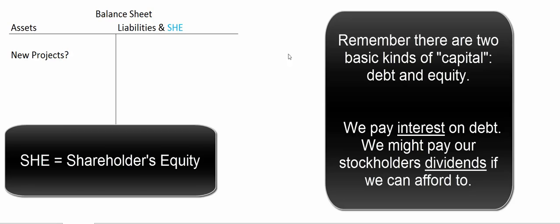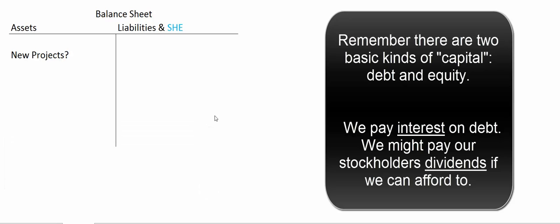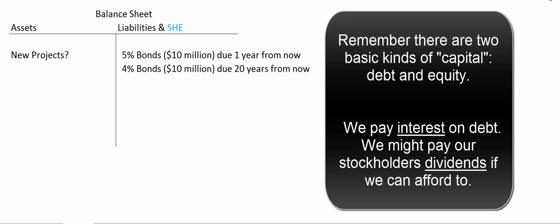So we have to figure out what our money costs us on the right-hand side of our balance sheet, and we want to look at that after tax. Remember, interest is tax deductible. So let's pretend this company has $20 million of bonds outstanding. Some are due within a year, some are due 20 years from now.